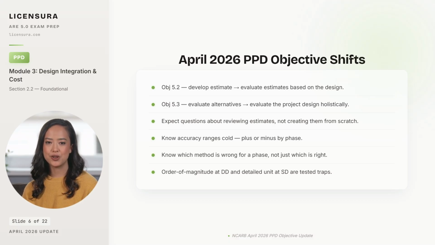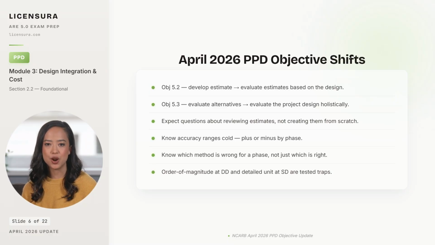Objective 5.3 used to focus on evaluating design alternatives. It now reads, evaluate the project design holistically based on cost, which broadens the test from local trade-offs to whole design judgment. Practically, expect questions that present an estimate and ask whether it is appropriate, accurate, or correctly bounded for the phase. Know the accuracy ranges cold, plus or minus 25 to 30 at programming, 15 to 20 at SD, 10 to 15 at DD, 5 to 10 at CDs.